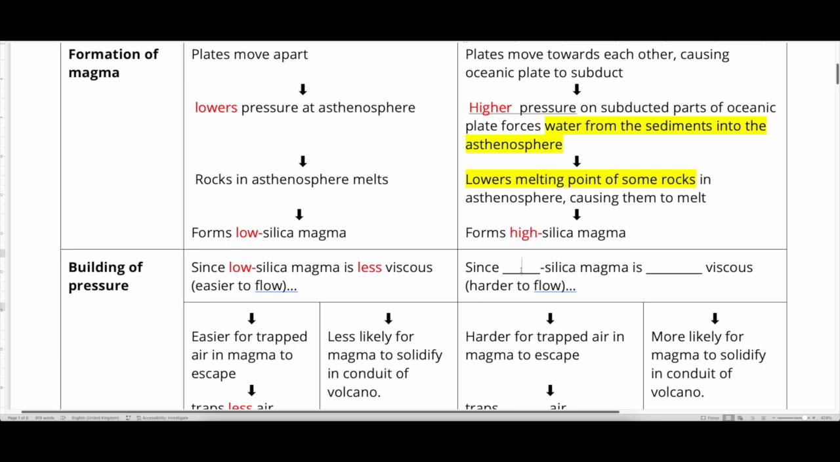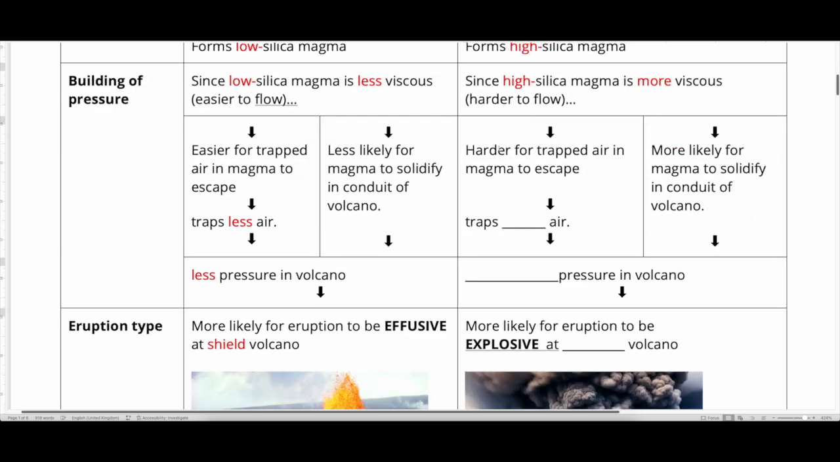Okay, so since high silica magma is more viscous, like your peanut butter, it's very hard to flow. It takes a long time to flow, and makes it harder for the trapped air to escape. So you trap more air. And it's more likely that as it's traveling up the conduit, it will solidify because it's so hard to travel. It's likely to solidify even before it gets erupted.